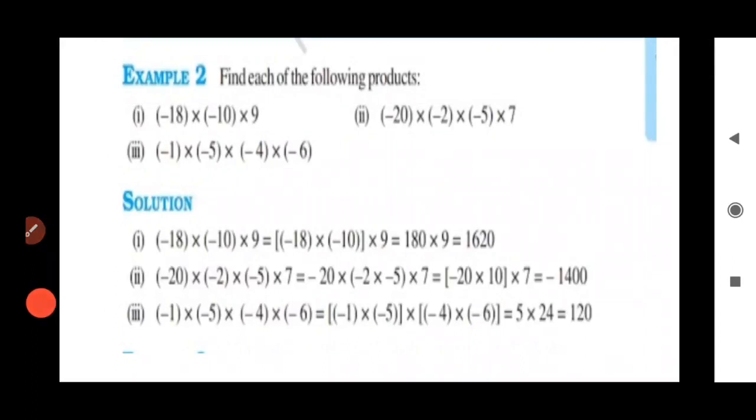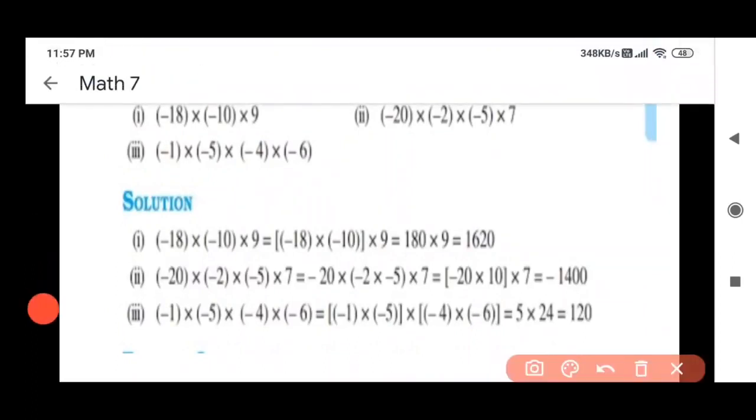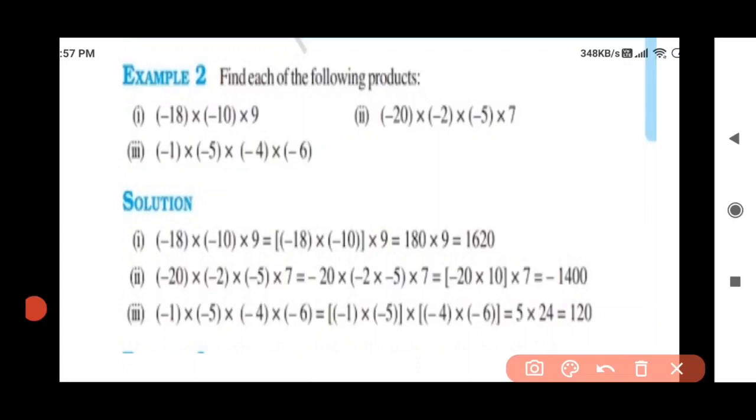Example 2. Find each of the following products. First one, minus 18 into minus 10 into 9. Solution. Minus 18 into minus 10 into 9. First multiply the negative integers first. Minus 18 into minus 10. Minus into minus is plus. So 18 into 10, 180. 180 into 9, you get 1620.